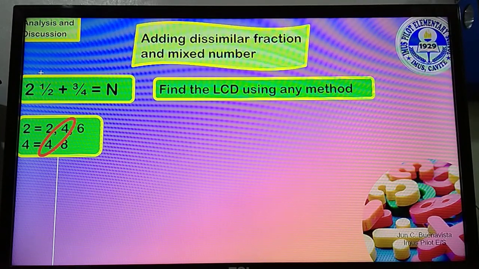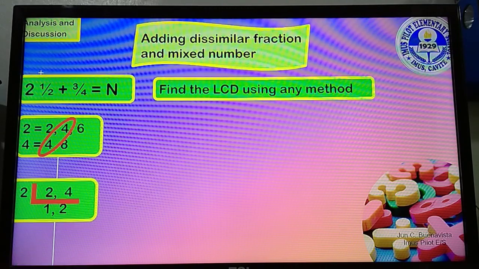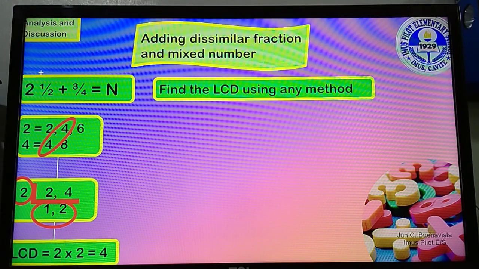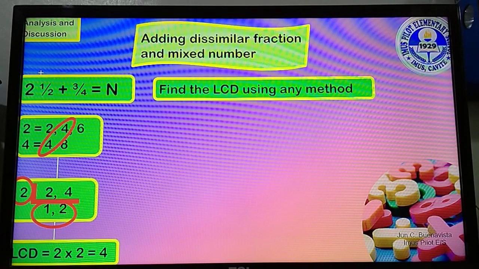Now, I use again continuous division, what we did last week. I write the denominators 2 and 4. What prime number can divide both 2 and 4? 2. So 2 divided by 2 is 1. 4 divided by 2 is 2. Now, the LCD is 2 times 1 times 2 equals 4. So, the same answer still. I only used two methods to change our fractions into similar fractions.